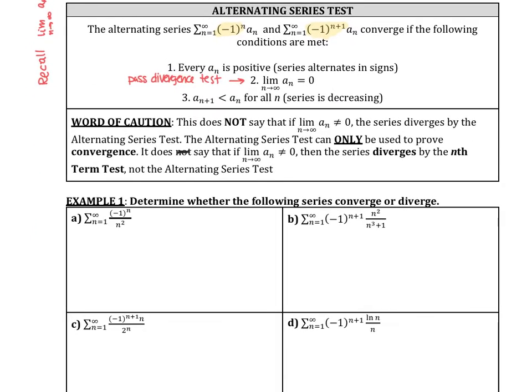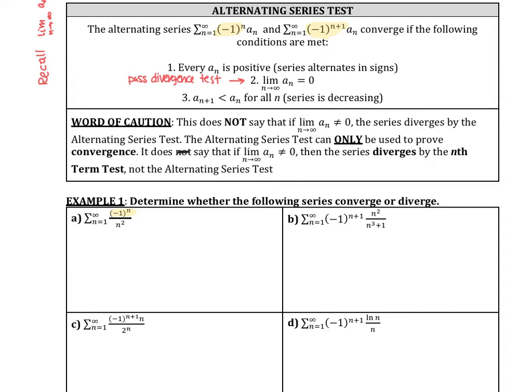So the first thing, it does tell me whether to just determine if the series converges or diverges. So the first thing I'm going to look for is whether or not the series is alternating. And I see this -1 to the n. That indicates it's alternating. Therefore, the first condition has been met.